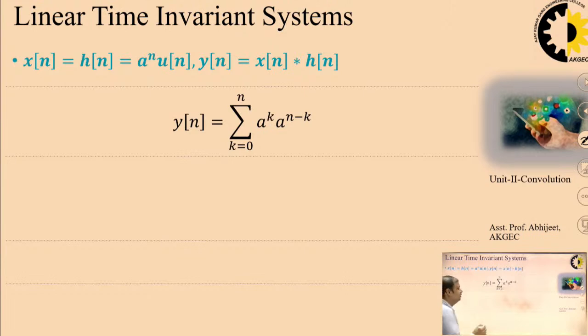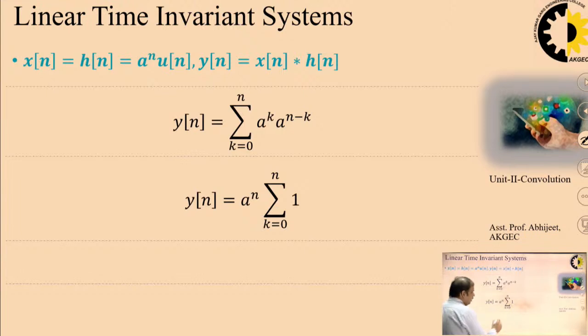Now you can see that bases are same, powers are added. So a raised to the power n comes out, and a raised to the power minus k remains, and this is summation of 1 from k is equal to 0 to n. This is the output. Now we should pay attention while evaluating this summation. You can use some formula also, but this is a basic computation.